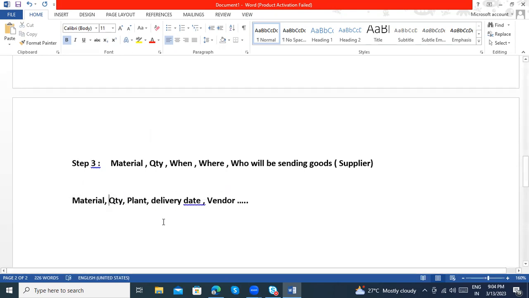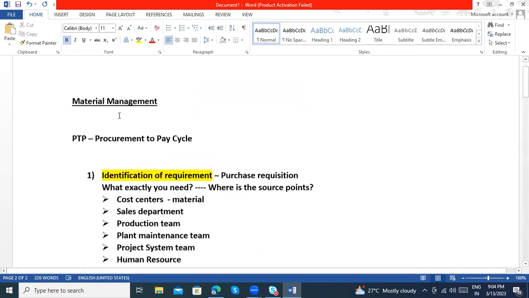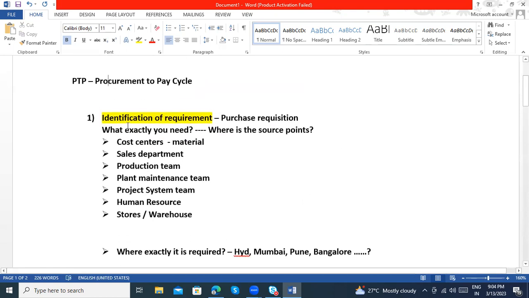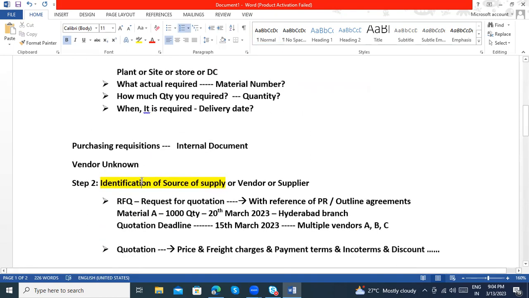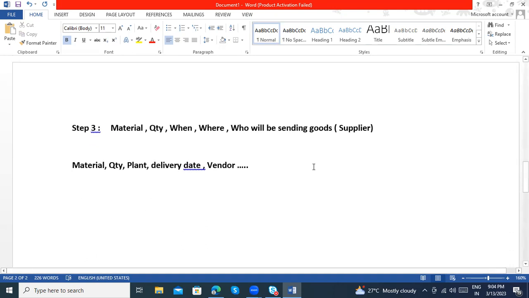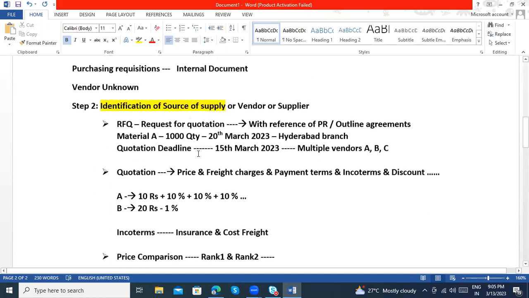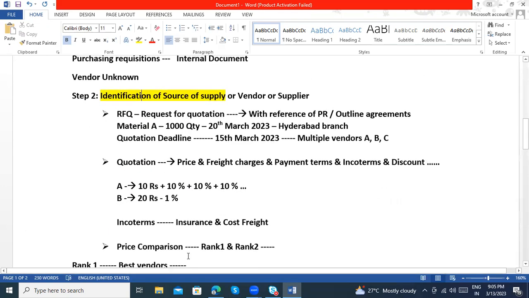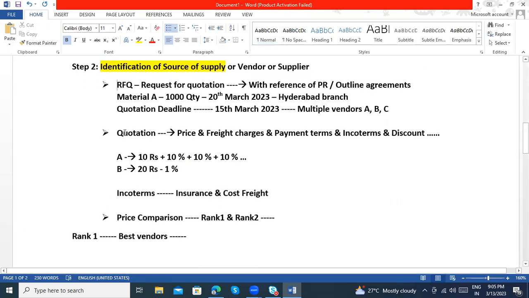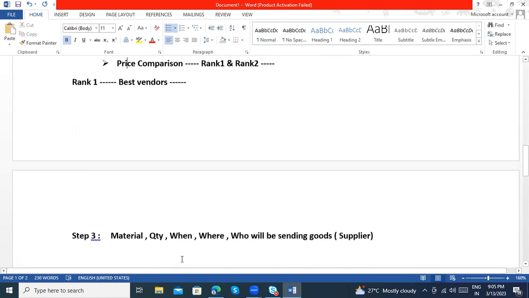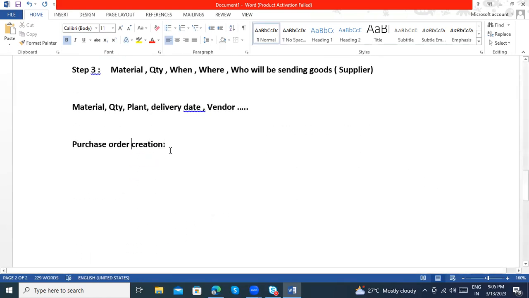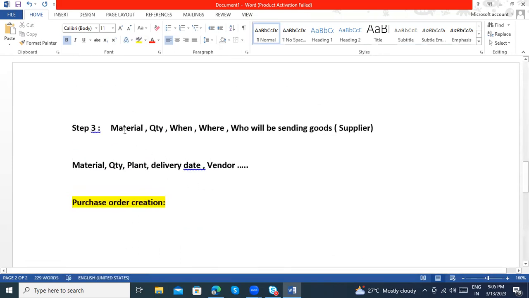So in the P2P cycle, the first step is identification of requirement, the second step is source of supply, and the third step is purchase order creation. Again, at the sub level, the process steps will be different for each of these. And here is the purchase order creation. So you'll be creating that.